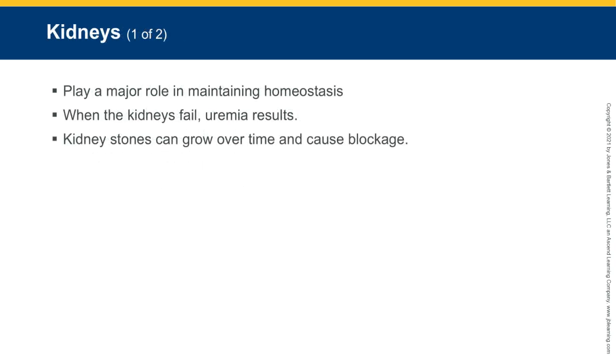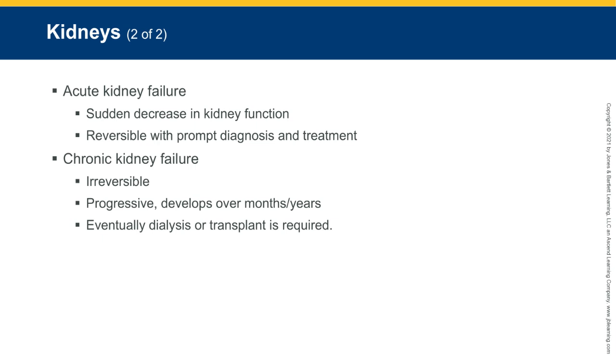The kidneys maintain fluid and electrolyte balance. Kidney failure can result in uremia, where waste products accumulate in the blood. Kidney stones are mineral deposits that can obstruct the urinary tract, causing severe pain. Acute kidney failure occurs suddenly and may be reversible with prompt treatment. Chronic kidney failure develops over time and is irreversible, often requiring dialysis or kidney transplantation.